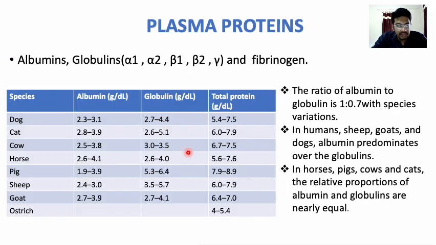The plasma proteins are given here in the table. Usually the plasma proteins are in a range of 6 to 7. In pigs it is a little higher, 7.9 to 8.9. In the ostrich, this is a table from your Merck Veterinary Manual, it is a little lower compared to other species. You can also see in Dukes' Physiology that in humans, sheep, goats, and dogs, albumin predominates globally. But in horses, pigs, cows, and cats, the relative proportions of albumin and globulin are nearly equal. The general ratio of albumin to globulin is 1.1 to 0.7, so generally albumin is higher compared to globulin. The usual plasma proteins are albumin, globulins, which are alpha 1, alpha 2, beta 1, beta 2, and gamma globulin, and fibrinogen.